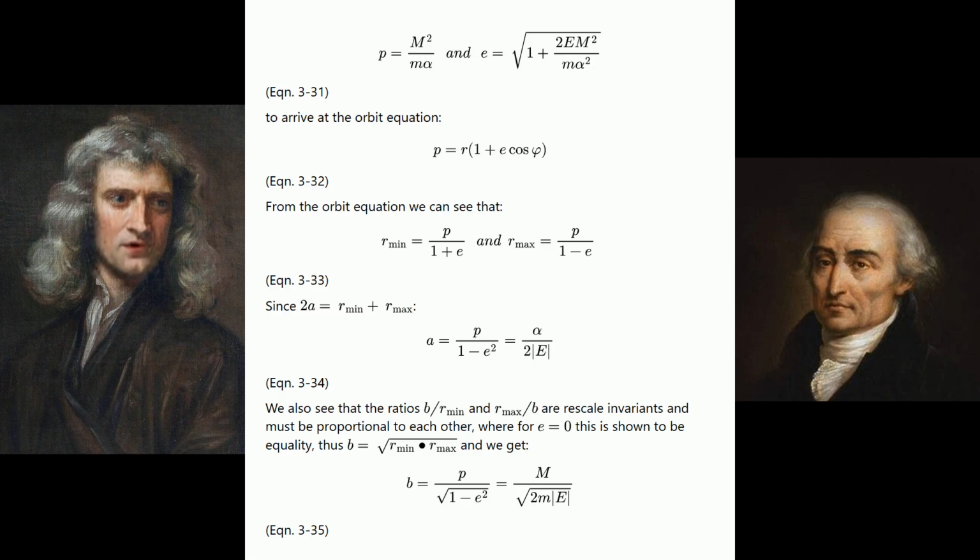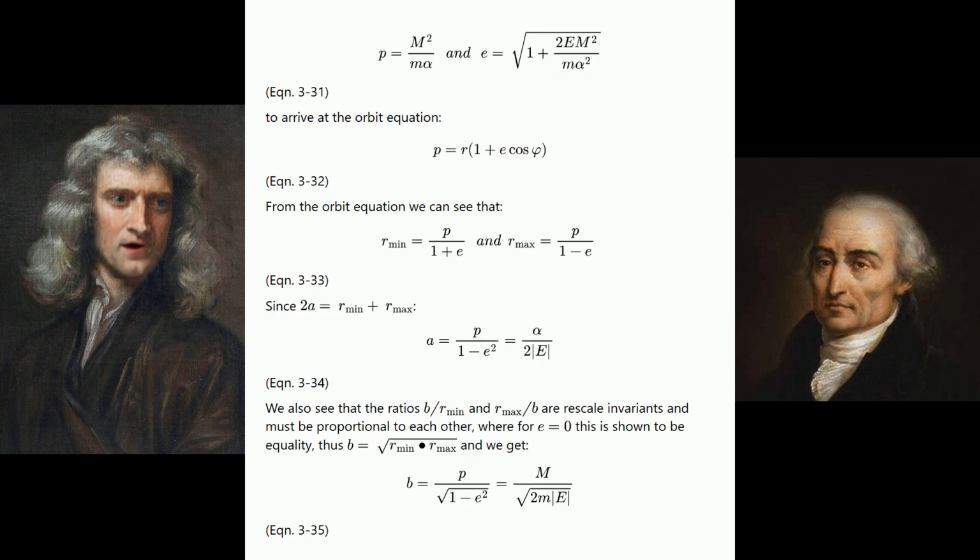From the orbit equation we can see that, see equation 3-33, since 2a equals r sub min plus r sub max. See equation 3-34. We also see that the ratios b divided by r sub min and r sub max divided by b are scale invariants and must be proportional to each other, where for e equals 0 this is shown to be equality, thus b equals the square root of r sub min times r sub max, and we get, see equation 3-35.